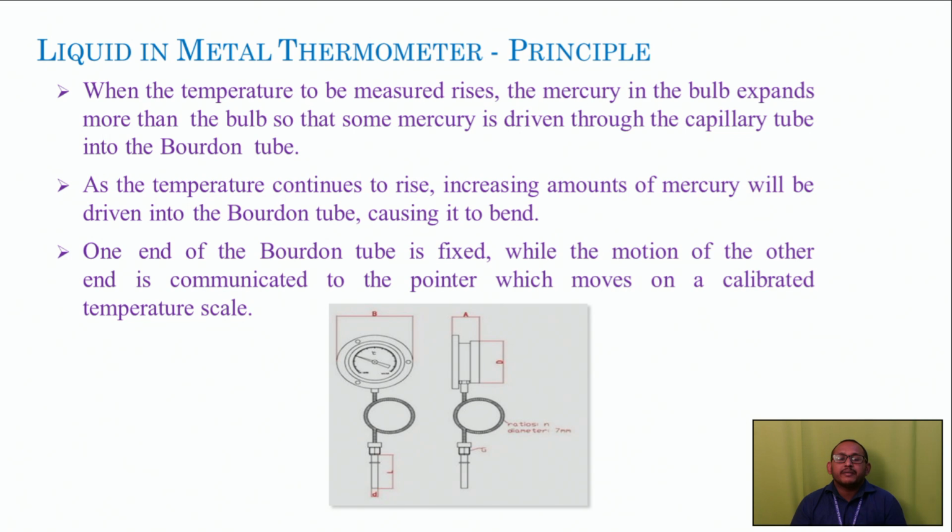If the bend happens inside the Bourdon tube, the other end of the Bourdon tube is fixed. Then the motion of the other end is communicated to the pointer, which moves over the calibrated temperature scale, so that based on the movement of the Bourdon tube, the scale will be deviated. So it is connected to the temperature scale, and the deviation of the pointer shows the exact temperature.